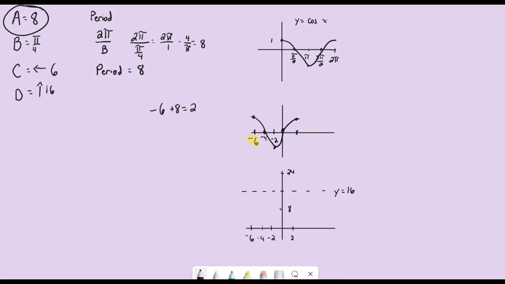And then we're going to just have the same pattern. We're going to be starting out at negative 6 at the maximum, which is now at 24. At negative 4, it's going to be at the midline. At negative 2, it's going to be at the minimum of 8. At 0, that's going to be at the midline, and 2 is going to be at the maximum. So it'll look something like this, with 2 maximum points at y equals 24 and 1 minimum point at 8.